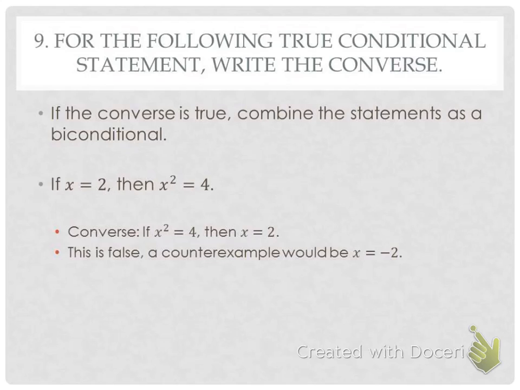Number 9, for the following true conditional statement, write the converse. If the converse is true, combine the statements as a biconditional. So our conditional is if x equals 2, then x squared equals 4. Our converse would be if x squared equals 4, then x equals 2. Now this converse is actually false.